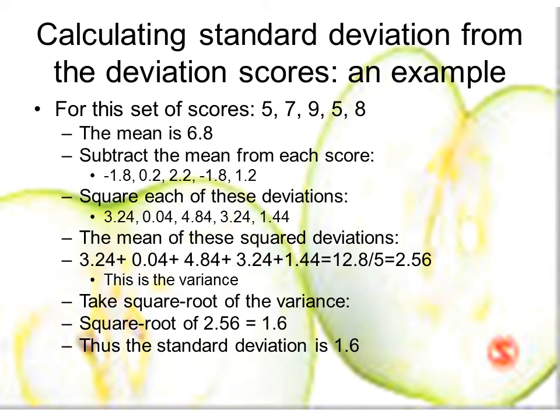Take that variance and take the square root of it, which is the total variance of all the deviations, 2.58. We take the square root of that, and we end up with an overall standard deviation of 1.6.